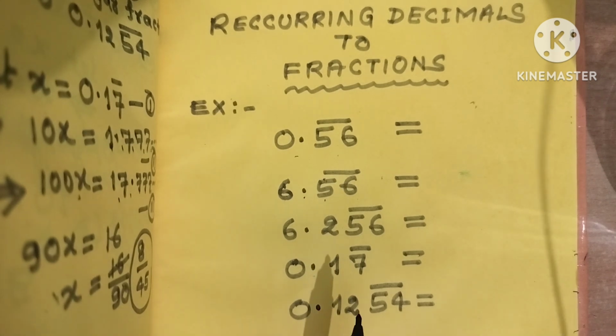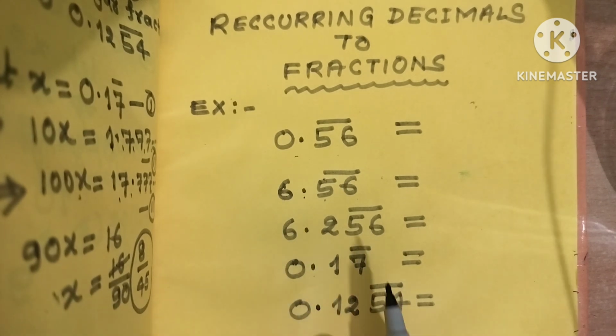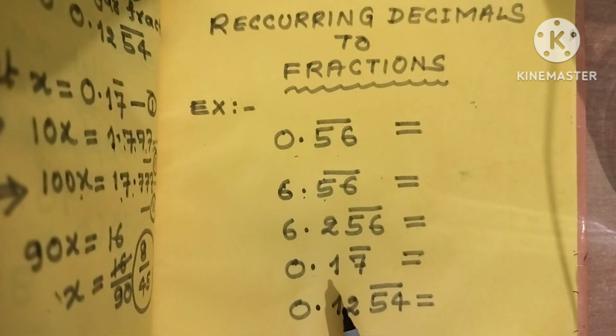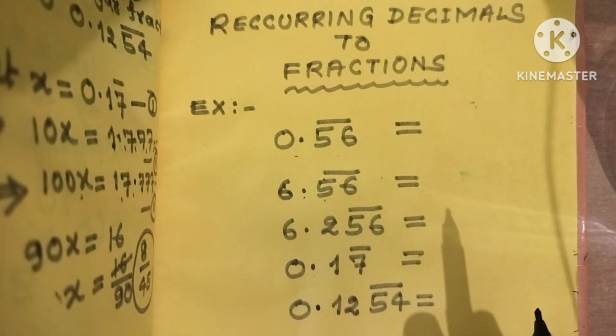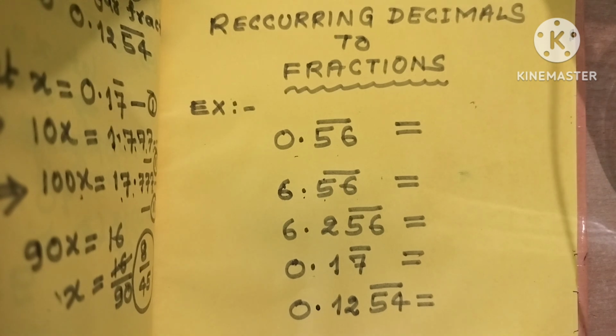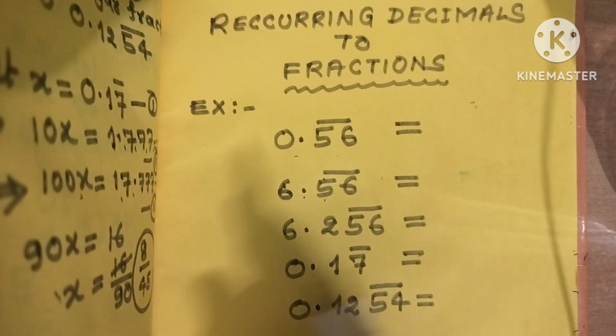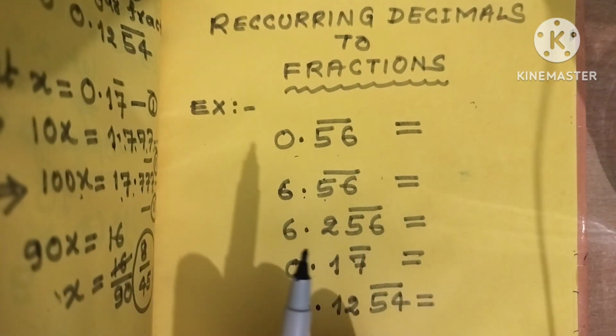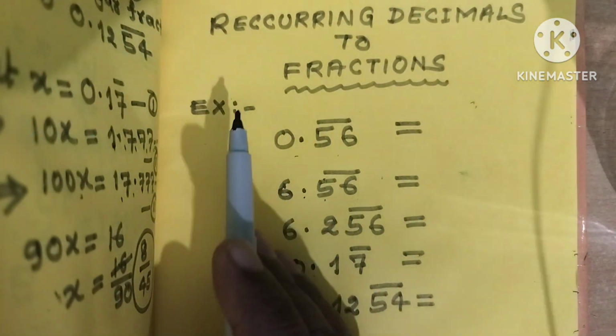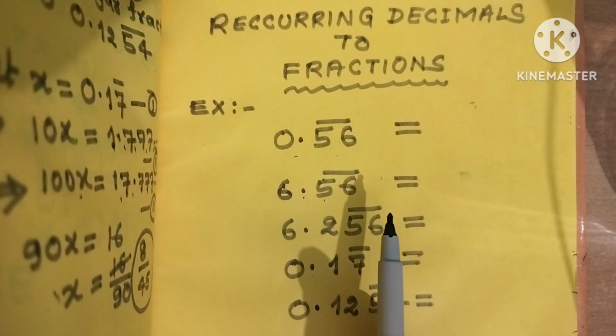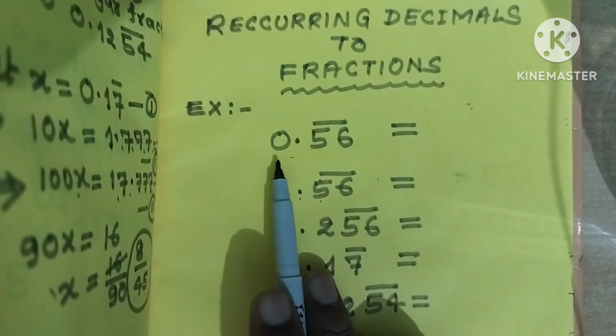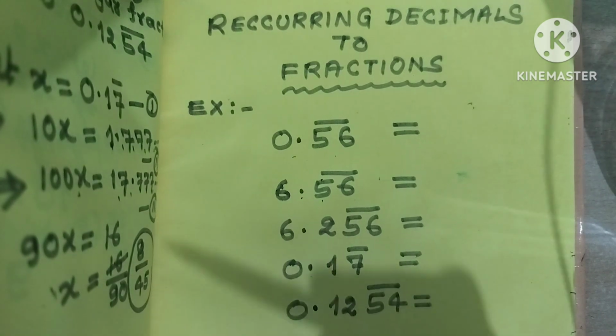Now here we will change these decimals to fractions in a very shortcut method. In 1 second we can change. There's no use to give the details and to find fractions of these recurring decimals. You see how.